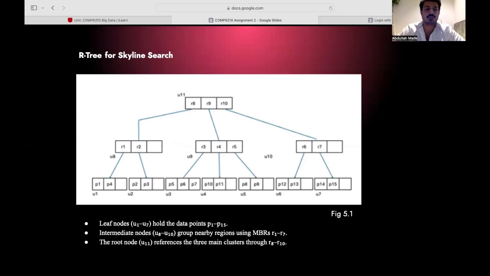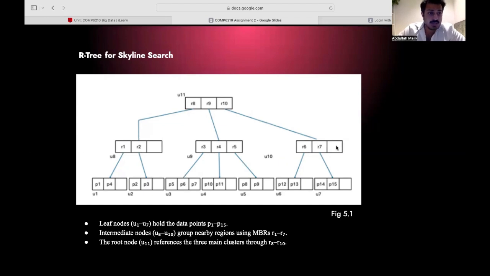So now moving on to the skyline search. The R-tree structure is built on 15 points provided in the TOS-3 sample dataset, P1 to P15. As you can see, the leaf nodes U1 to U7, which are these ones, store the data points, while the intermediate nodes U8 to U10 group nearby regions into MBRs R1 to R7.